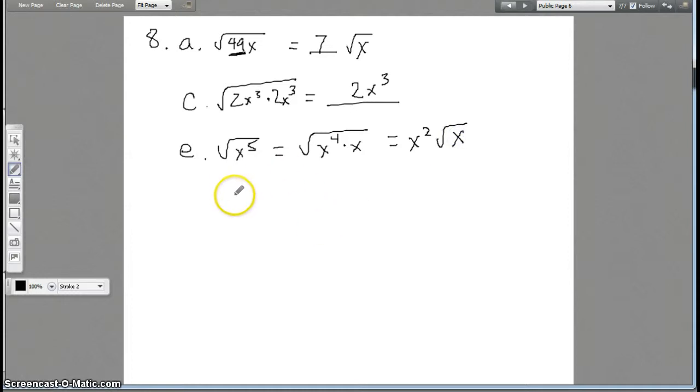The other way you could look at this is x to the 5th to the 1/2 power, because remember, square root is to the half power.